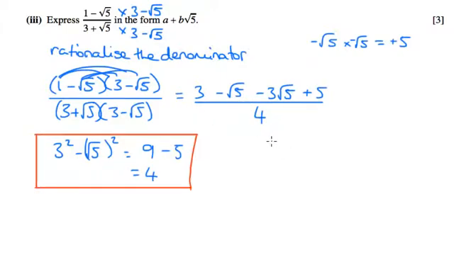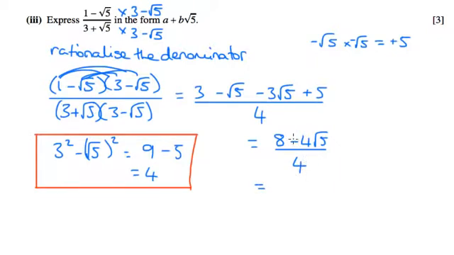So if we carry on over here now, on the top, we can collect together the rational numbers, the whole numbers. So I've got a 3 plus a 5, which is 8. And I've got a minus root 5 minus 3 more root 5s, so that's going to be minus 4 root 5. And we're dividing that by 4.